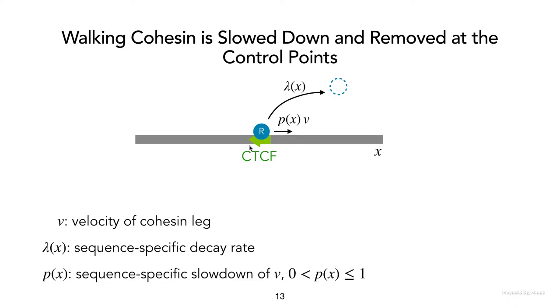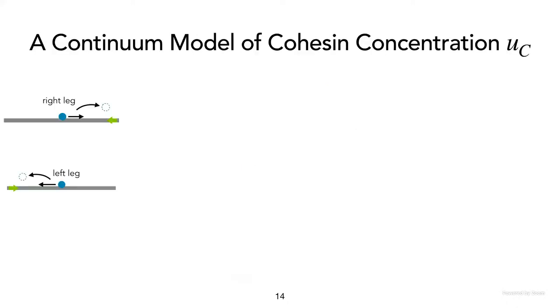So it's, as I already mentioned, sequence dependent, and velocity will slow down because the cohesin might get blocked at those control points. But rather than modeling the change in velocity, I will look at another parameter, which I refer to as the slowdown, and I will be observing how the cohesin is slowing down depending on the sequence. So I will be looking at a parameter that has a value between 0 and 1. Okay, so now we have the sketch of the model.